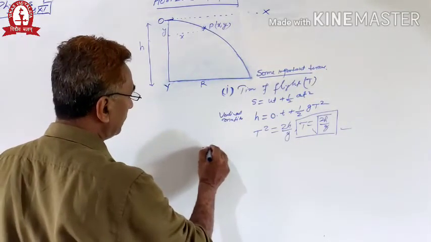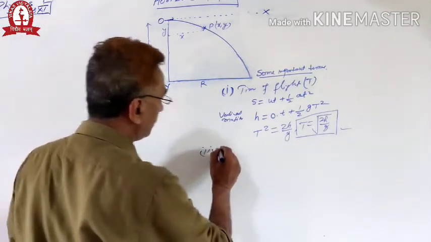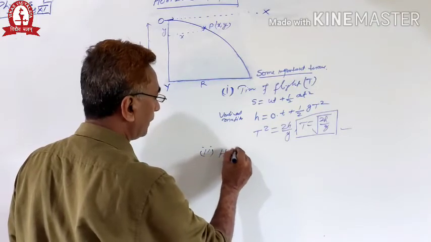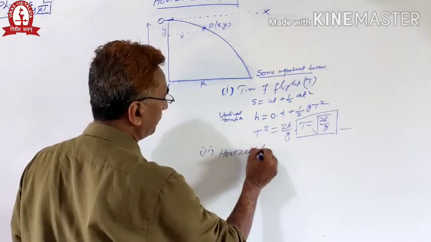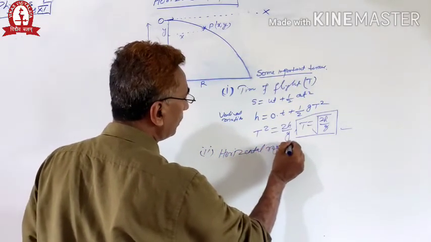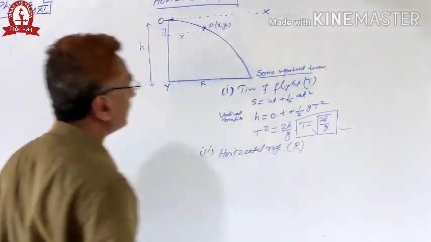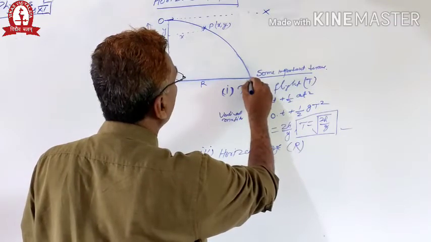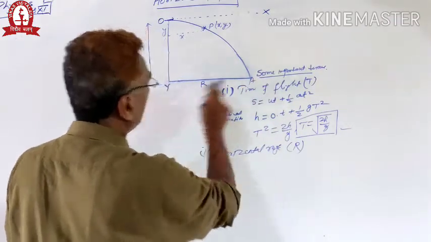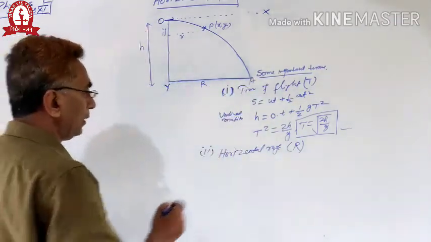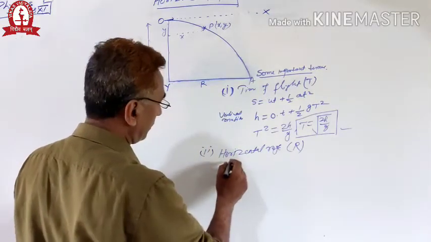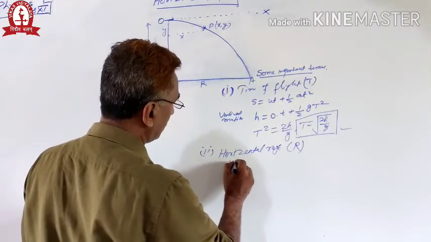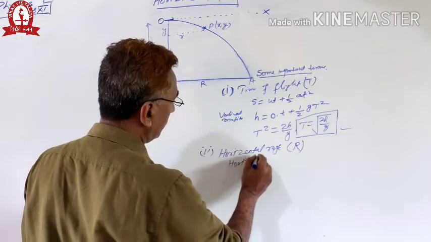Next term that we are interested to calculate is horizontal range. You know that horizontal range is indicated by letter R. That means this much distance. If I just take it as A, then YA is called horizontal range. Now consider the horizontal motion.